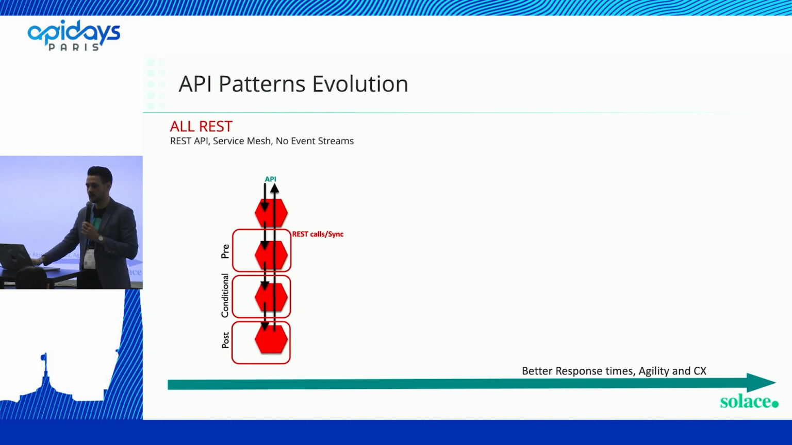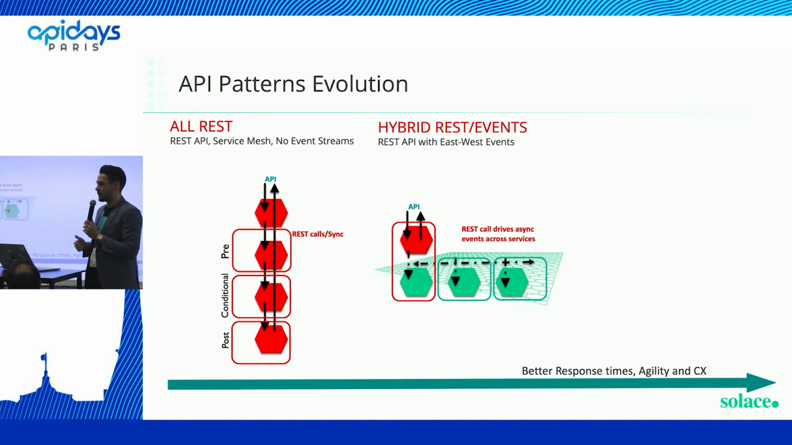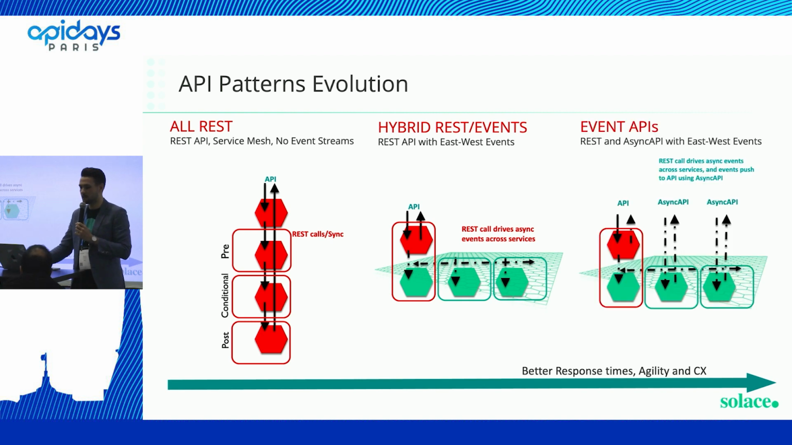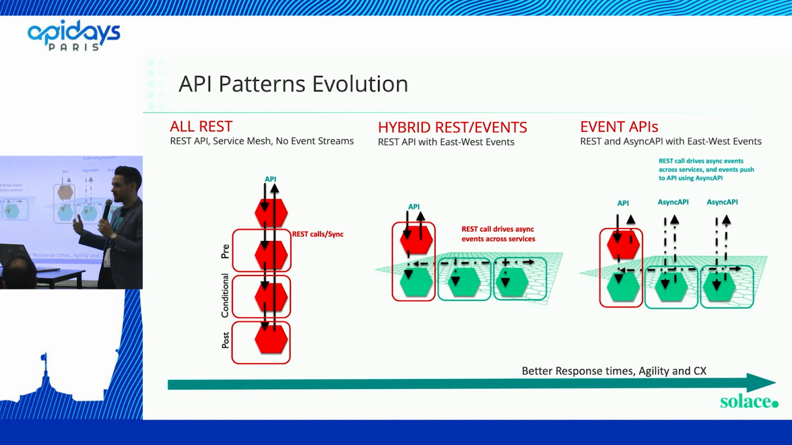So I think we all now understood that all REST, especially in a choreography use case, might be a challenge. That's where hybrid REST event APIs came into place, which used asynchronous events in the backend. But still, this is not the high value we want to generate. We want to expose also these asynchronous events as asynchronous event APIs. But how to do that?